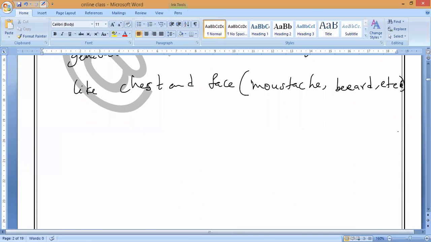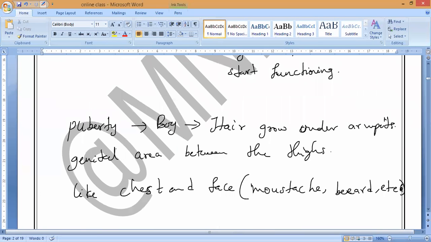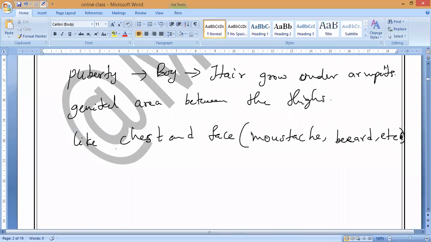This is the first change which we observe when a boy attains the puberty period. These are the first secondary sexual characteristics we observe. Hair will grow under the armpits and in the pubic regions between the thighs. Next, hair will grow on other parts of the body like the chest and face, meaning on the face we get a mustache, beard, etc.